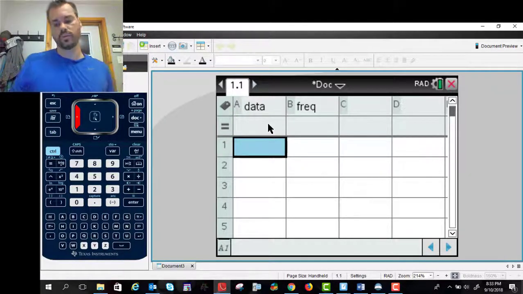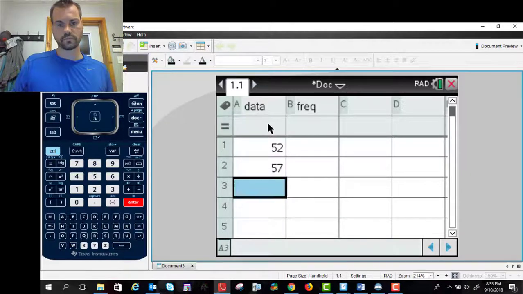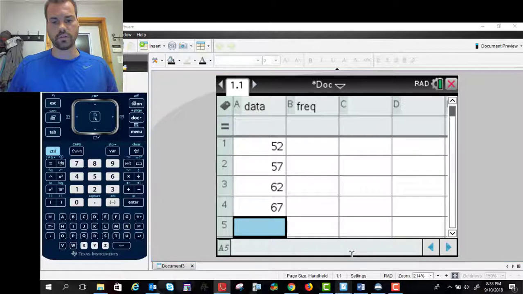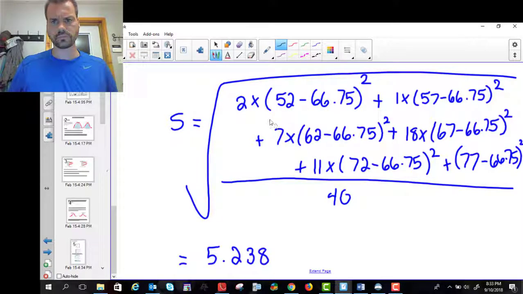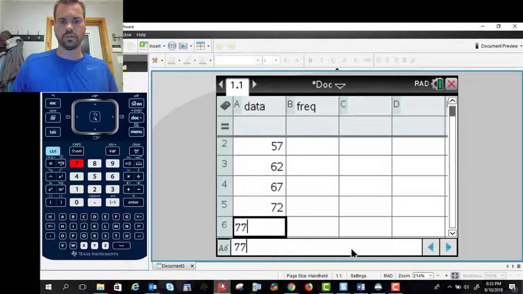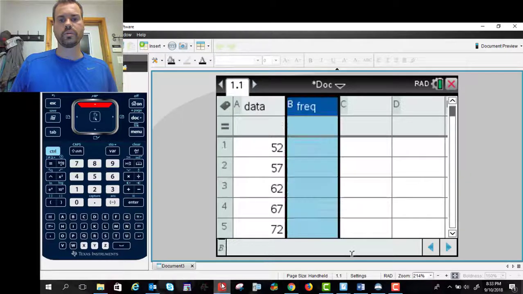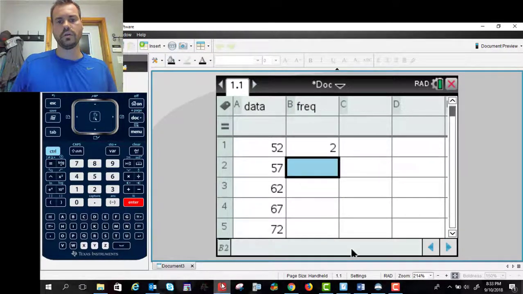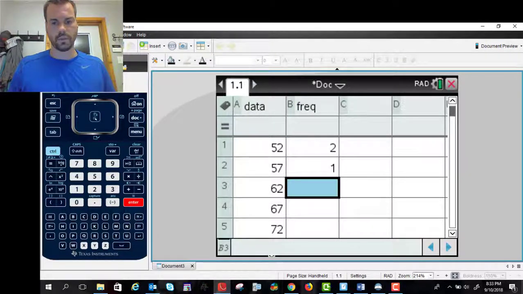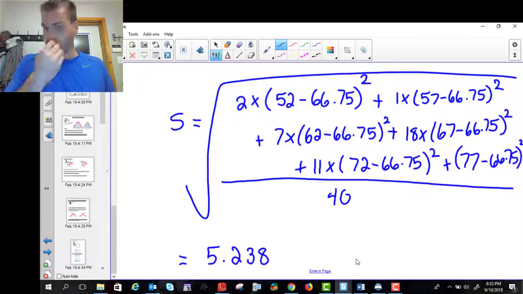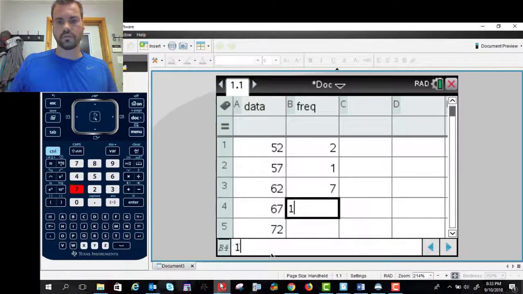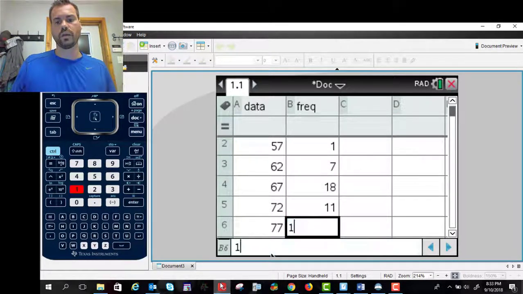And then we're going to put in 52, 57, 62, 67, and so on. I forget what all the numbers are here, just a second. 52, 57, 62, 67, 72, and 77. And then we're going to put our frequency in here. So there's 2, there's 1, there is, let's see, 7, 18, and 11, and then 1 again.